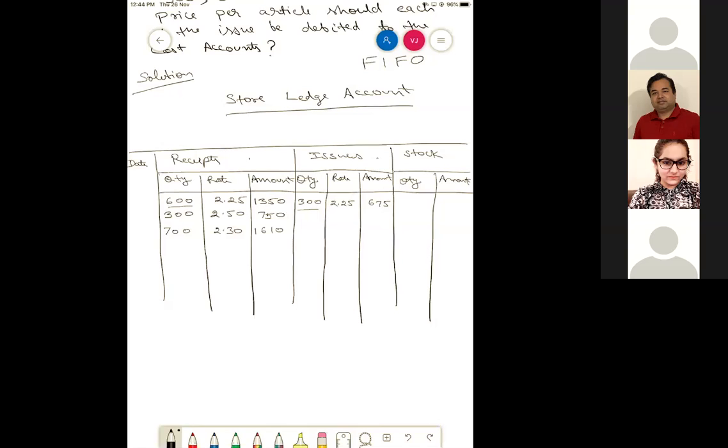600 minus 300. How many units are we left with? 375. No. Out of 600, we have issued 300. Oh, okay, so 300. So you are left with only 300. And so the amount would be 675 only, the first entry.